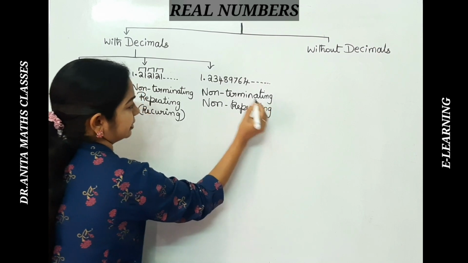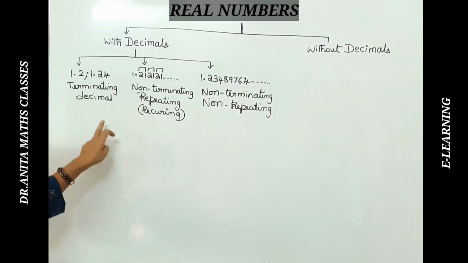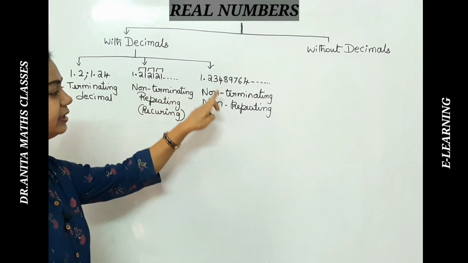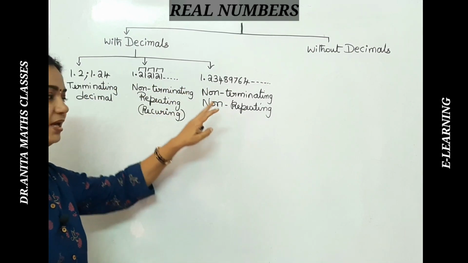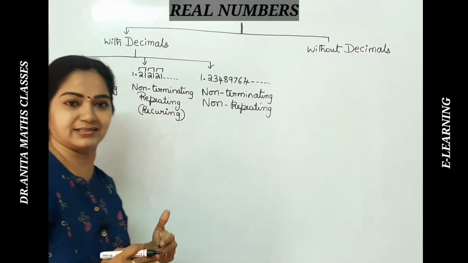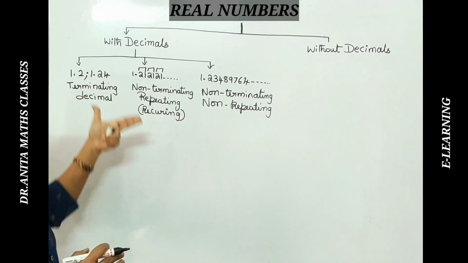decimals. Okay, there are three parts. One is terminating, the next one is non-terminating repeating, and the third is non-terminating and non-repeating. These types of decimals you have come across in your previous classes. So these are the numbers with decimals.